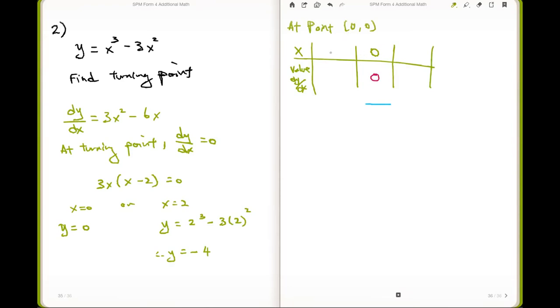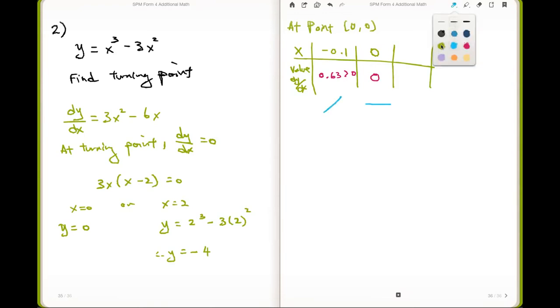Before 0, take a number with a small change, 0.1 maybe. Sometimes 0.1 could be huge, so you may want 0.01. So for 0.01, I put it in the calculator, I calculated earlier, dy/dx would be 0.63, which is more than 0. Therefore, it goes up, positive.